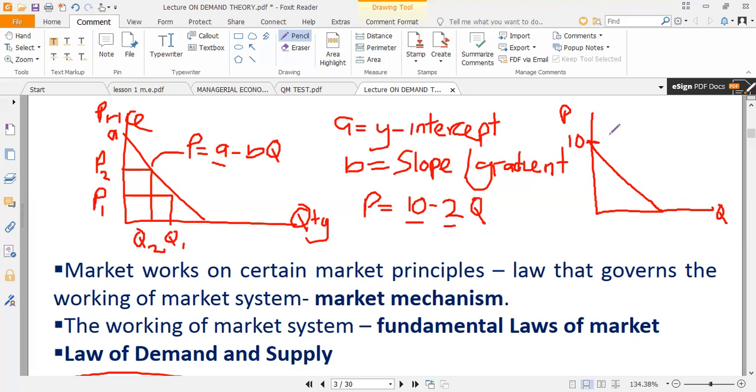Then here on the Q, we divide this 2 into 10 to give you what? A 5. So this is how we plot the equation. So this is the equation, P is equal to 10 minus 2Q.